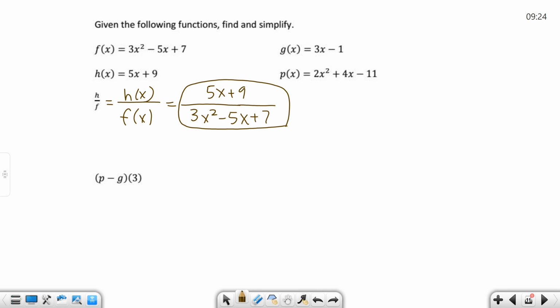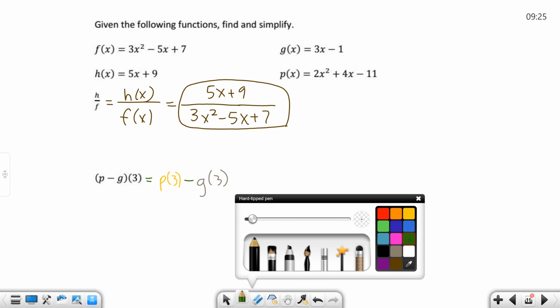And then p minus g of 3. Now what this is really going to be, this is going to be a minus, and in the minus you're going to have p of 3 minus g of 3. Okay? P of 3 minus g of 3. Now there's different ways to work this. I have seen it work where you find p minus g, you find that function first with x's or whatever variable you have, and then you plug in the 3 at the end. I choose to do it this way, p of 3 minus g of 3.